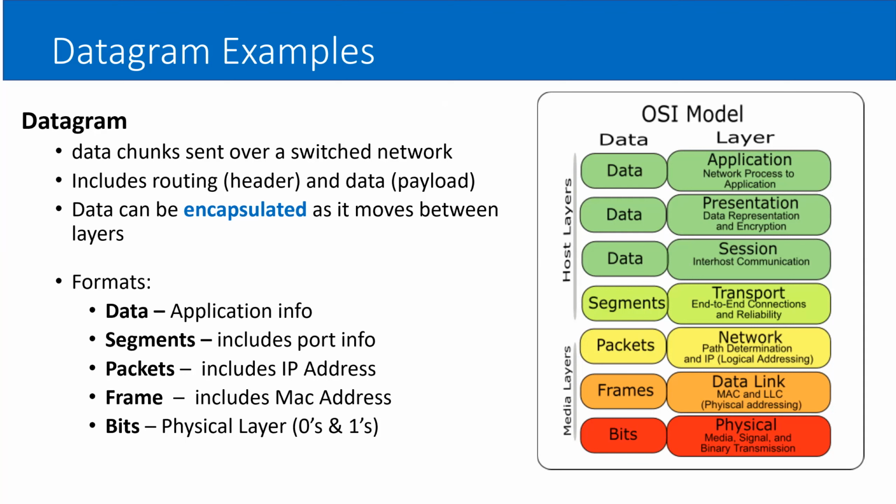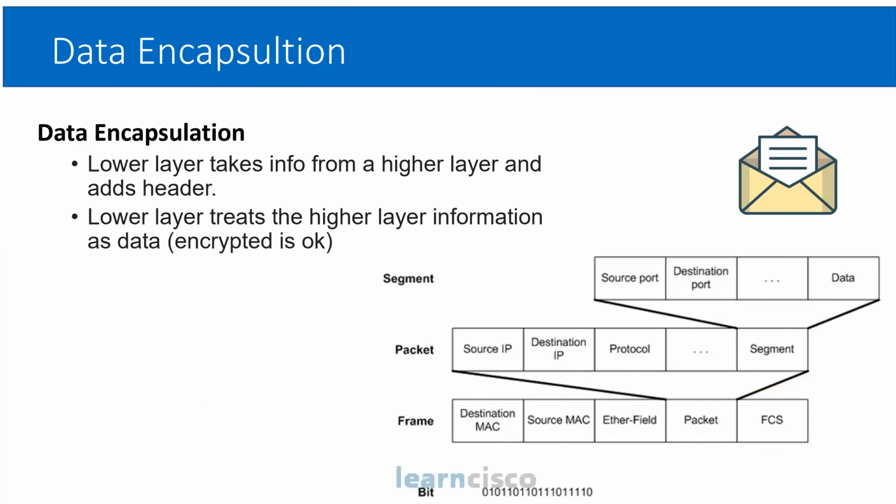So I'm going to show you a picture again and show you how all this data is packaged together. All this data essentially gets encapsulated within each successive record. And we'll show you that in a second. Here we go, encapsulation. As we saw in the prior chart, we might have a segment and it has port information. Well, that segment becomes part of a packet.